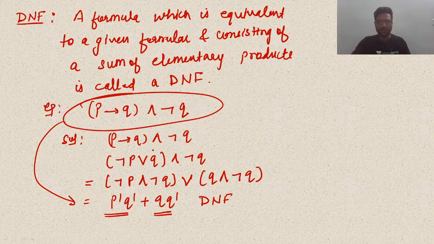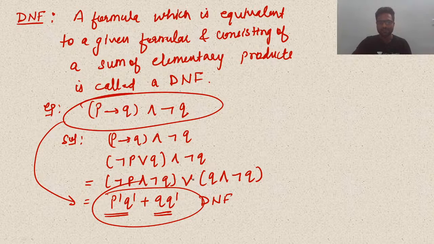You can verify it with the help of a truth table also. These two formulas are equivalent, but this one is in the disjunctive normal form. So these normal forms are some specific forms to represent any logical expression. Is this one clear to everyone or not?